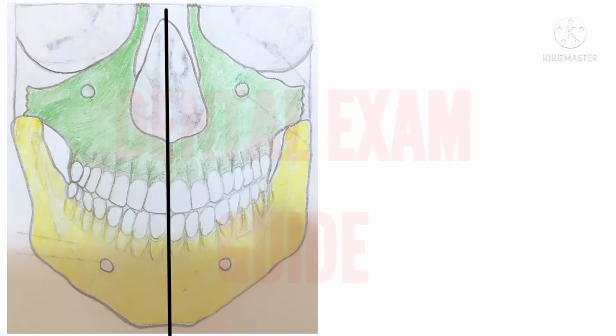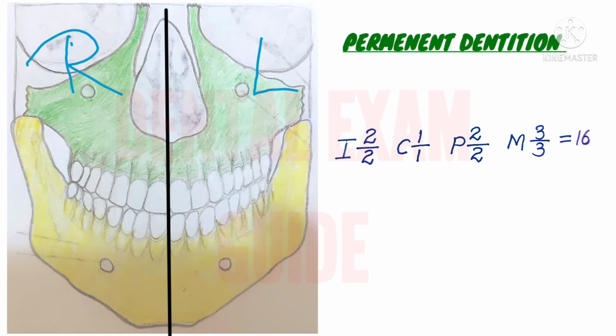If we draw an imaginary line along the midline of our face, we can divide the dental arches into right and left sides. As the teeth in the right and left side are usually equal in number, dental formula represents teeth on only one side. If we multiply the number of teeth in the dental formula by 2, we will get the total number of teeth present. This is the dental formula of our permanent dentition.